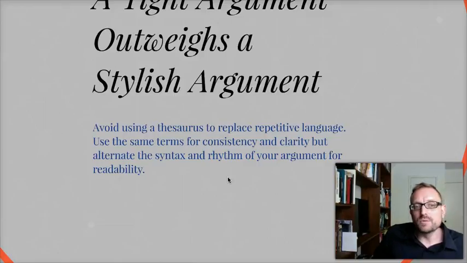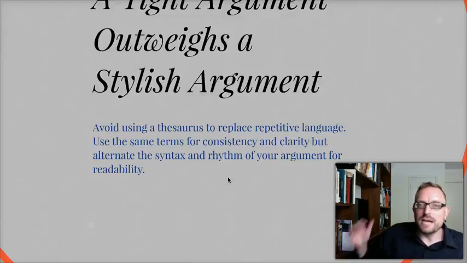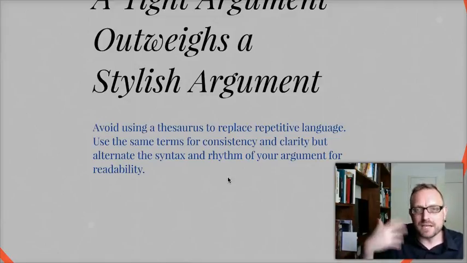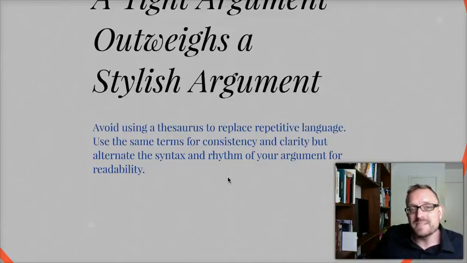So what are some ideas here? One would be avoid using a thesaurus to replace repetitive language. If you're writing an essay or you're writing an email, right? Don't email, probably not, but if you're writing a paper, don't. I used to do this when I was in high school. I used to just go through the paper and use the thesaurus. It's how I could make it a more colorful argument, and oftentimes it sounded better, but it was less clear what I was actually arguing.